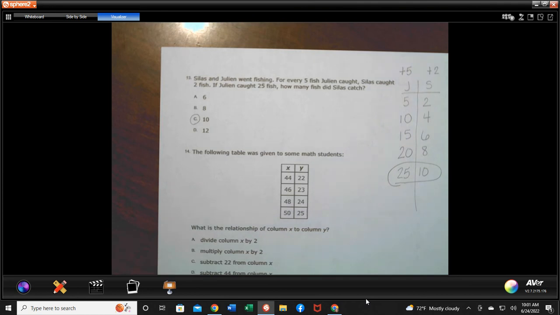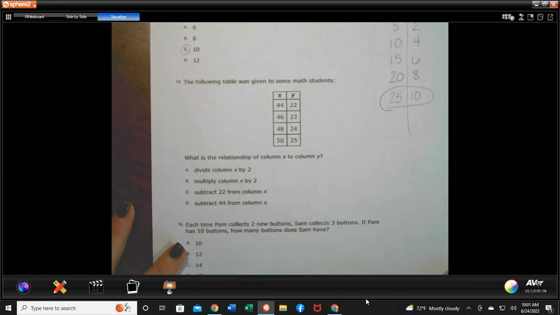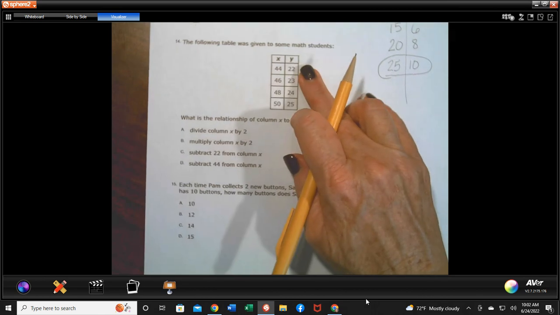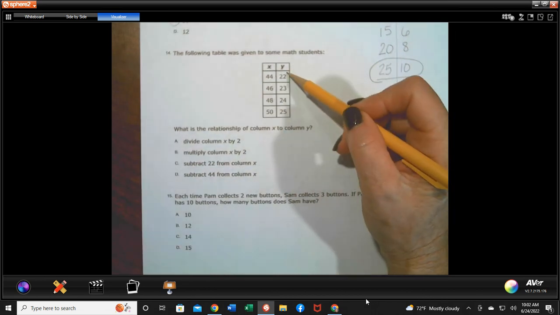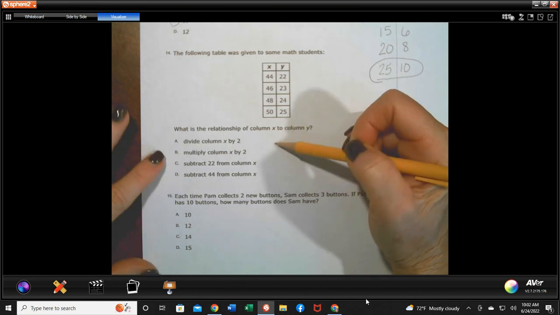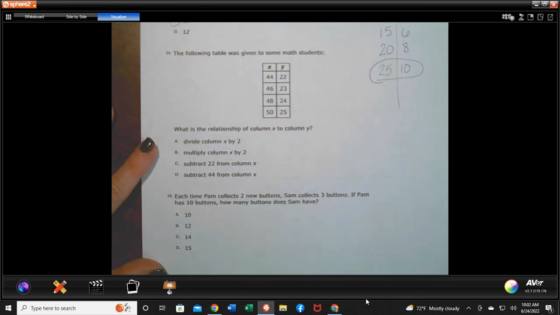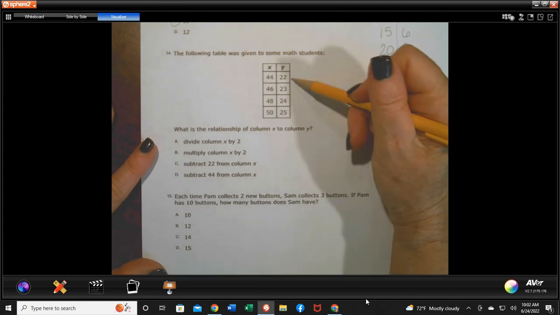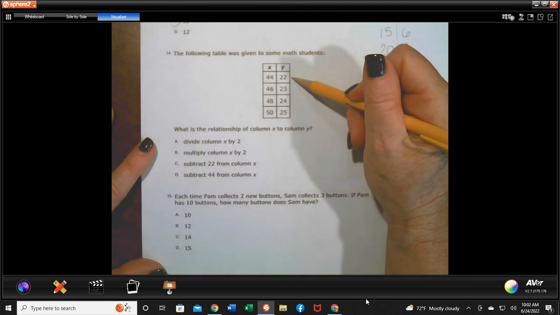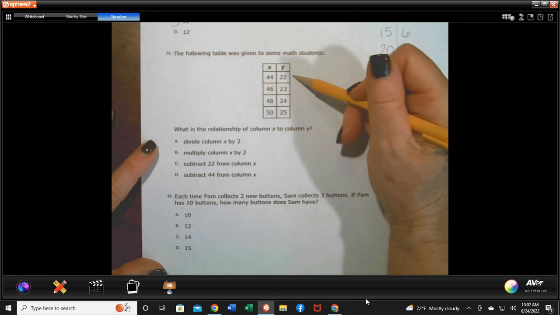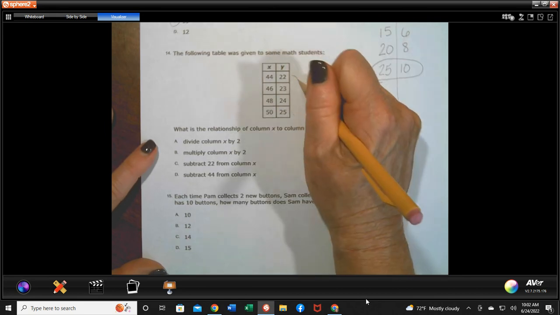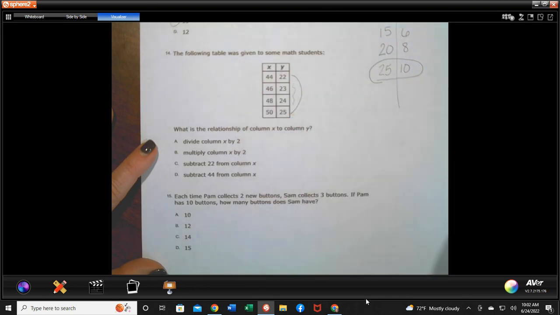Okay. Number 14, the following table was given to some math students. What is the relationship of column X to column Y? So this reminds me a lot of what we were just doing on number 12. So we're looking at the relationship of X to Y. So I see that Y is greater than X. So I'm just going to go through and see which of these makes sense. Now, I always apply it to the first term, and if it works for the first, I can't just pick that as my answer. We saw that in number 12. I have to apply it to the last term. And if it works for the first and the last term, it's going to work for everything in between.